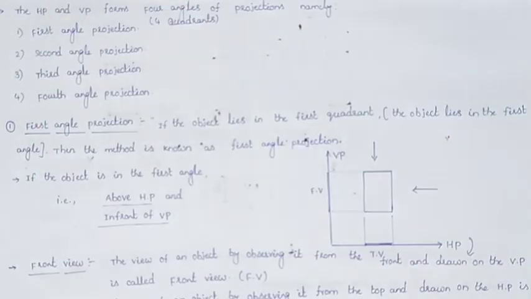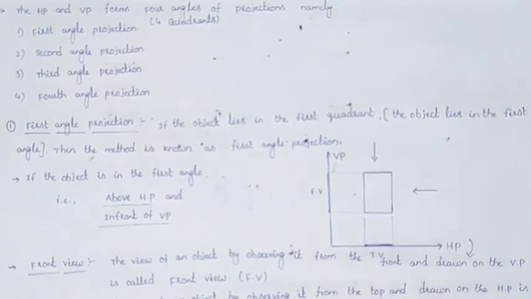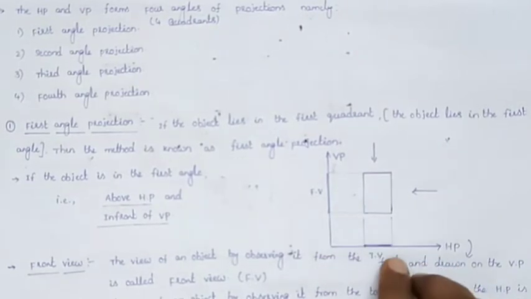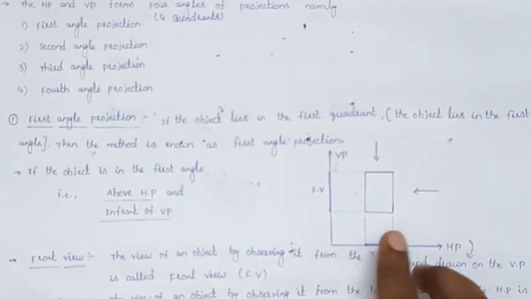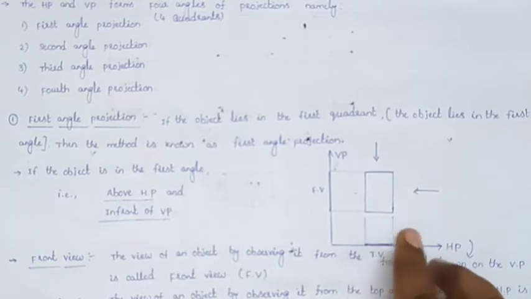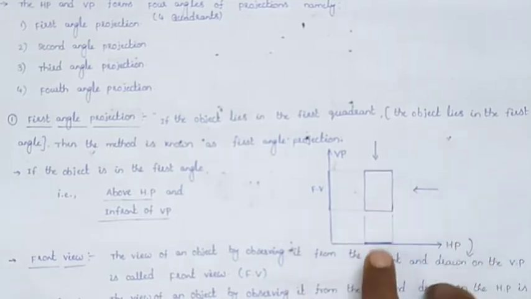Okay, so I am discussing one by one here. First angle projection: if the object lies in the first quadrant, then the method is known as the first angle projection. I am drawing a two-dimensional view here, with the horizontal plane and vertical plane. I am taking a rectangle here, and the direction of the front view is like that, and the direction of the top view is like that.